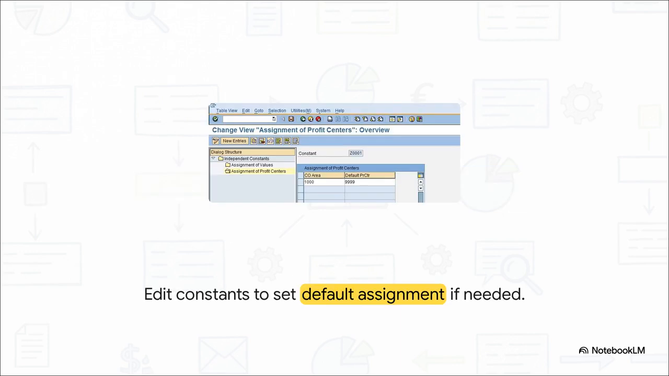In step 5, we edit our constants. This acts as a fallback, default assignment. Say, setting the Profit Center to 9999. It's there just in case the system absolutely cannot derive the assignment from any other source. Think of it as a safety net so your postings go through smoothly instead of throwing up constant errors.